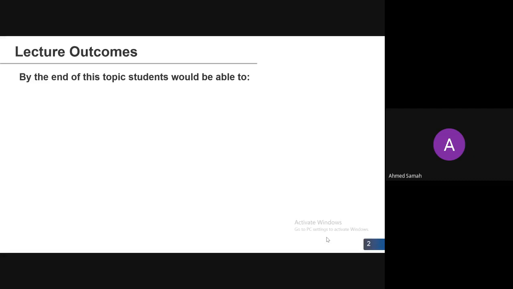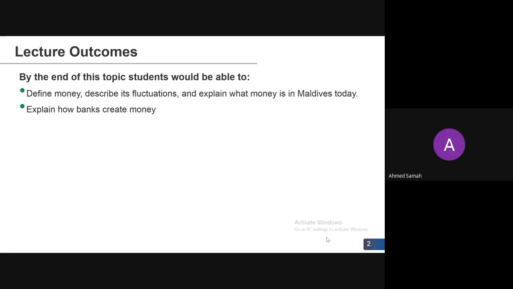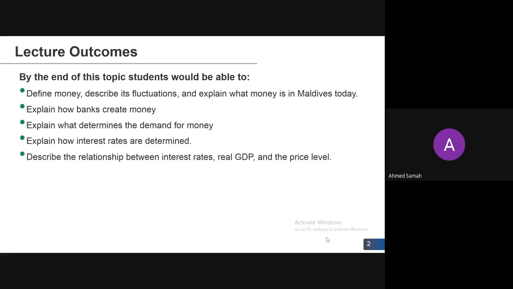Before going to monetary policy, I'll give you some details of what money is and everything. So after this lecture, you should be able to define what money is, what causes the fluctuation in demand for money, what the types of money in the world today are, and how banks create money. So you should be able to learn the bank money creation process, what the determinants of demand for money are, and how interest rates are determined in an economy, and how this interest rate relates to real GDP and the price level of an economy as well.